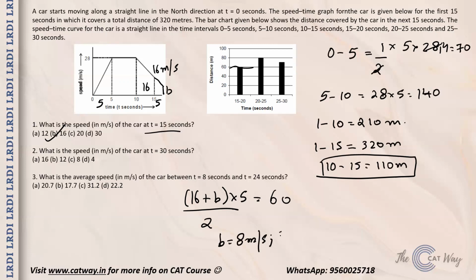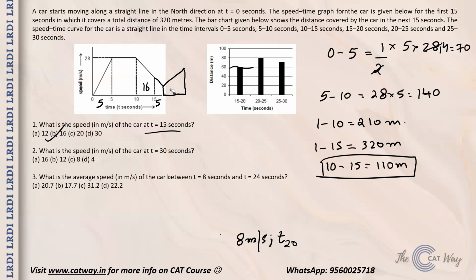Or basically, this is the speed at time 20. All right, so now between 20 and 25, the car covered 80 meters. So basically what is happening is that the car's speed went from here to here.